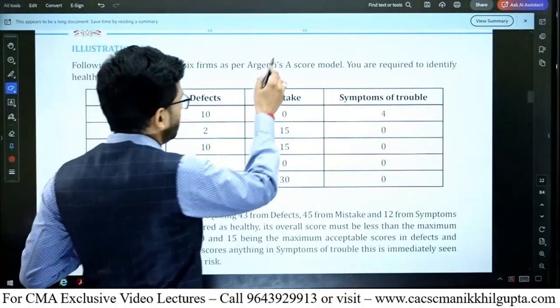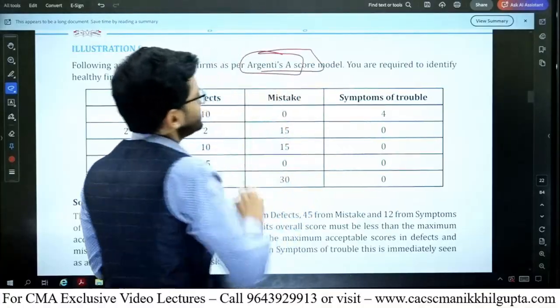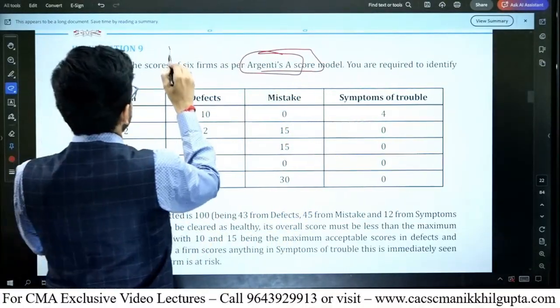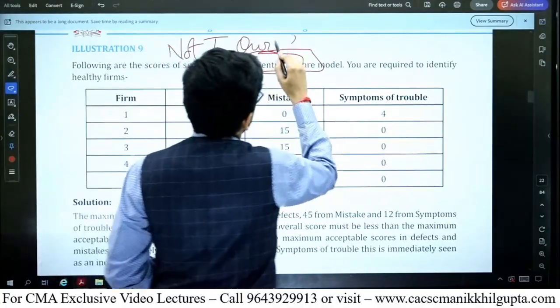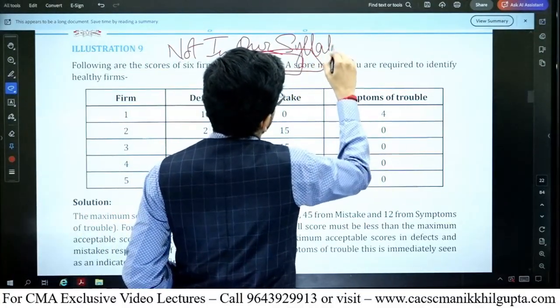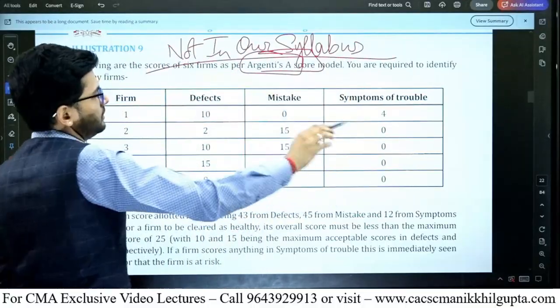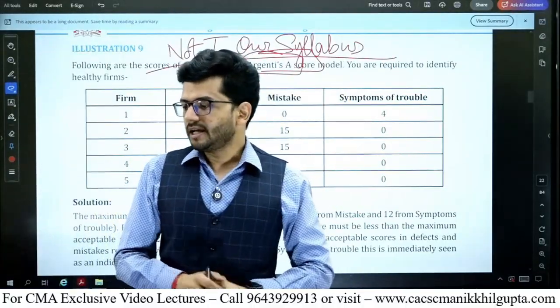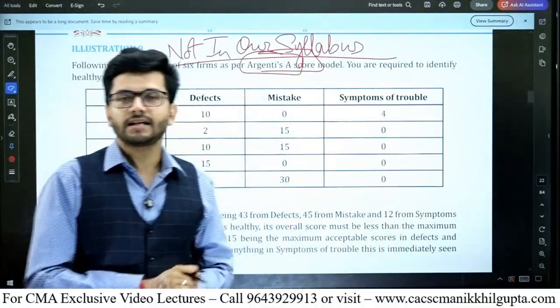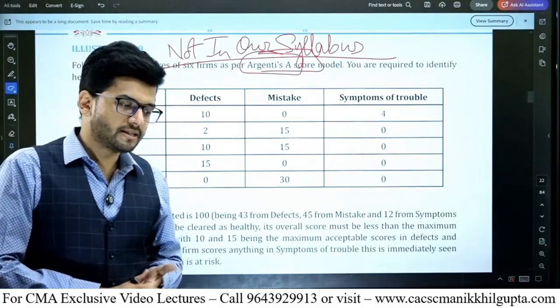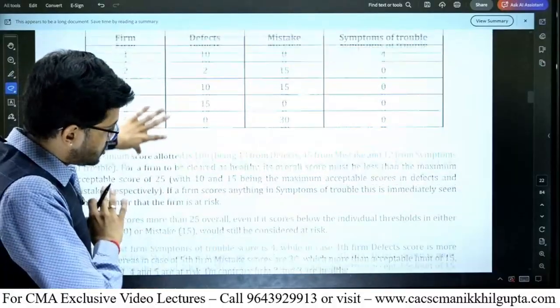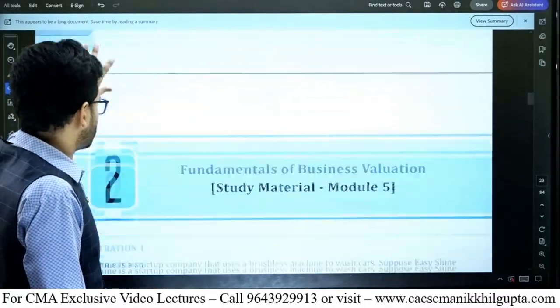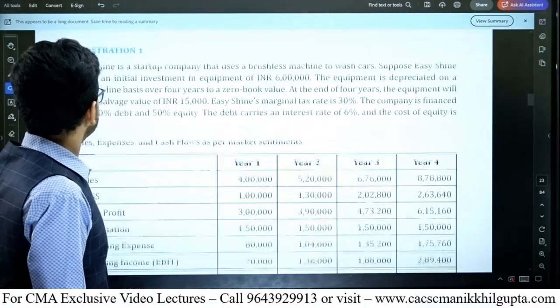Okay, now illustration number 9 is referring to the Altman's A score. Guys, this is not in our syllabus, so we can easily leave this particular score at all. We can leave it safely. There's no way that the examiner can give this particular score in the examination, because this is not there in our syllabus at all. So I'm just leaving it. Just cut this question. Don't do this question while going in the examination.